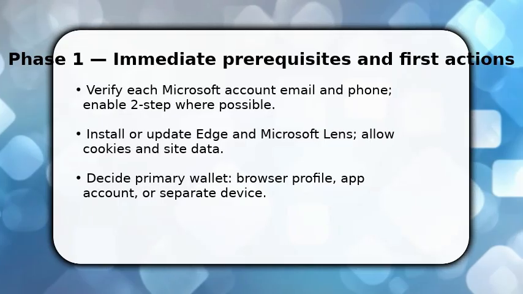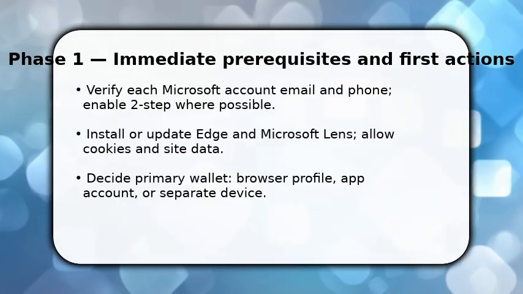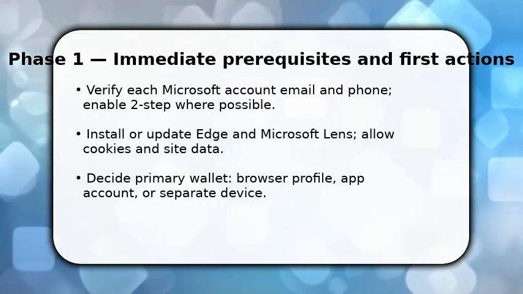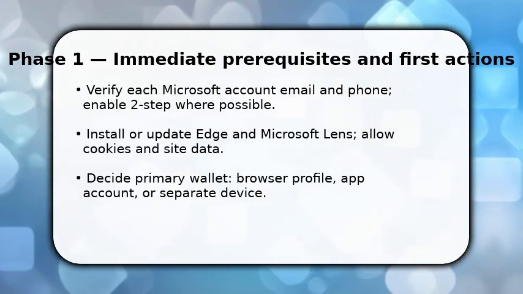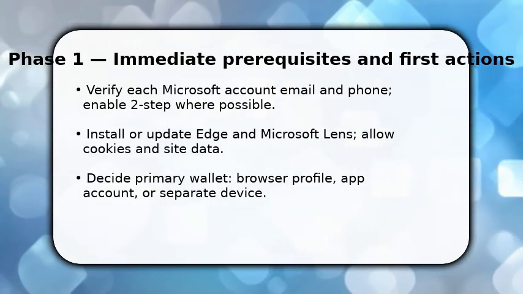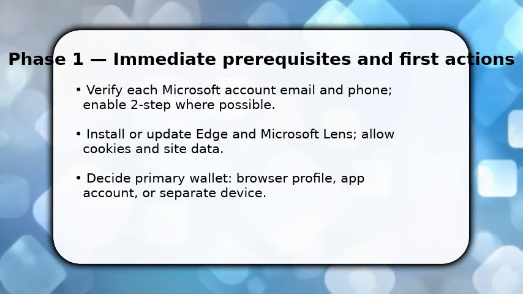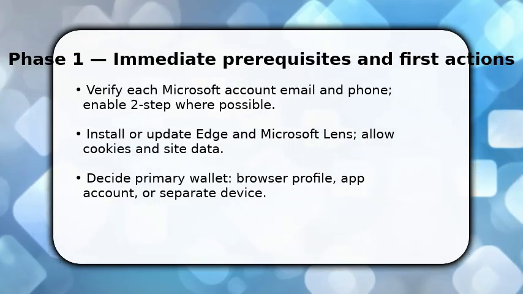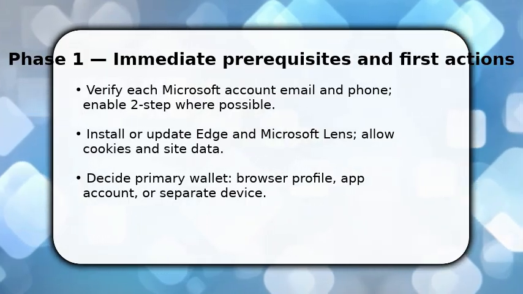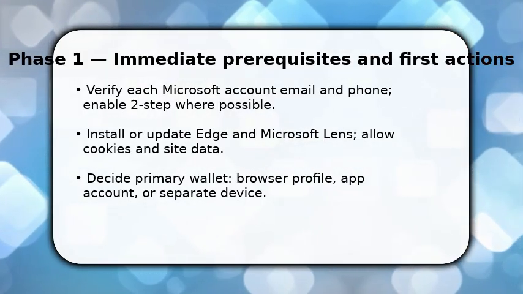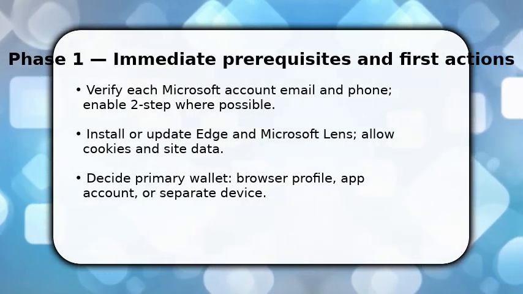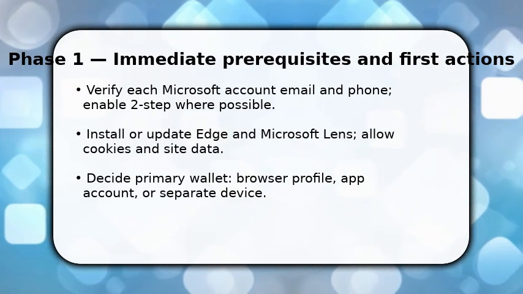You start by confirming the core prerequisites. Verify each Microsoft account email and add a phone if prompted so you can recover access quickly. Next, install or update Microsoft Edge and the Microsoft apps you'll use. Make sure cookies and site data are enabled. Once done, decide how you'll separate identities: browser profiles, separate app accounts, or another device, because that choice determines the next configuration steps and avoids cookie conflicts.